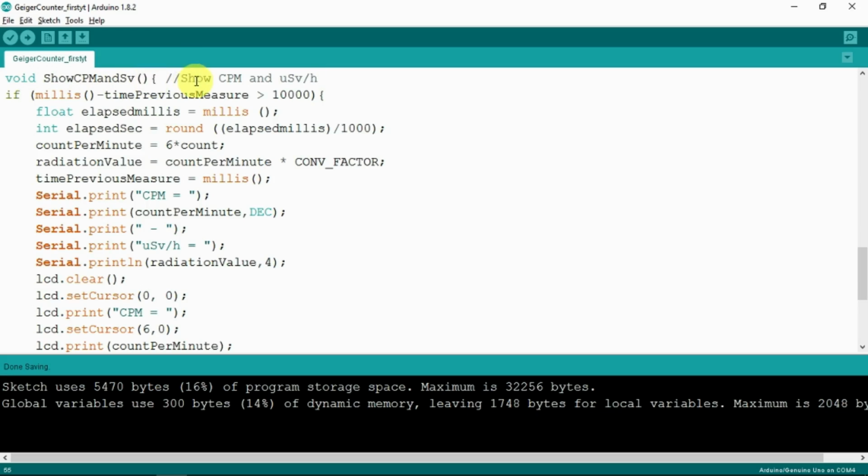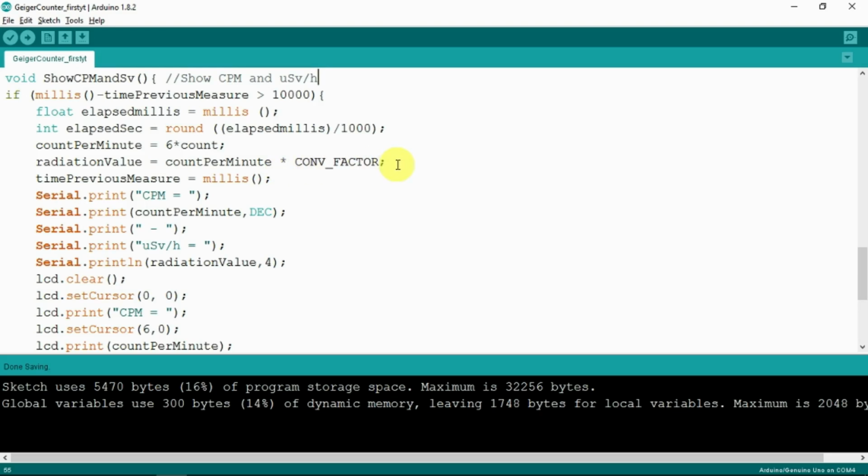So what it does is to take a 10-second window, which it derives from the millisecond counter on board the Arduino, rounds that number up, does 6 times 10 seconds to give you the counts per minute. Then the counts per minute are multiplied by the conversion factor that we saw before.